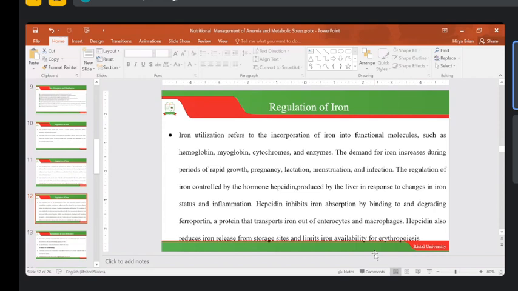The regulation of iron is controlled by the hormone hepcidin, produced by the liver in response to changes in iron status and also inflammation. So this hepcidin inhibits iron absorption by binding and degrading ferroportin, a protein that transports iron out of the enterocytes and the macrophages. This hepcidin also reduces iron release from storage sites and its availability. So whenever this hepcidin is produced, we know this is negative to iron absorption.